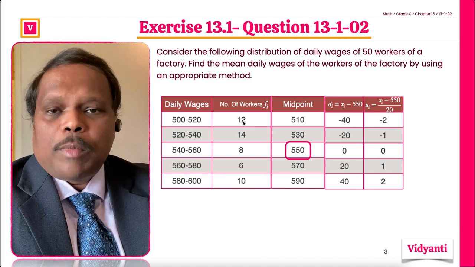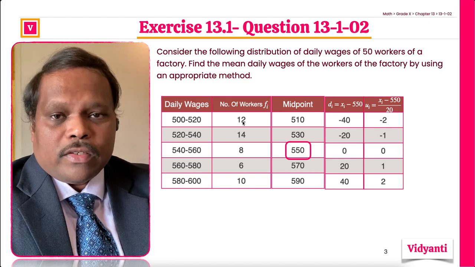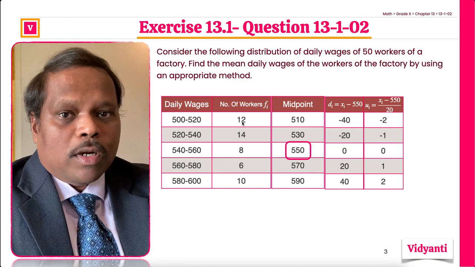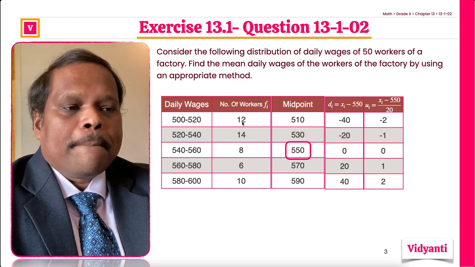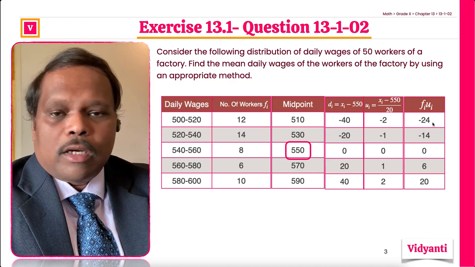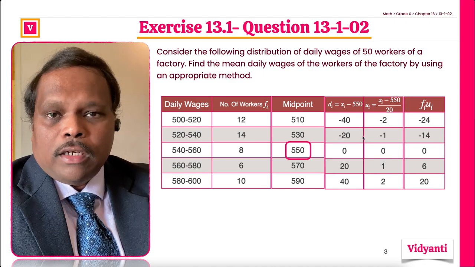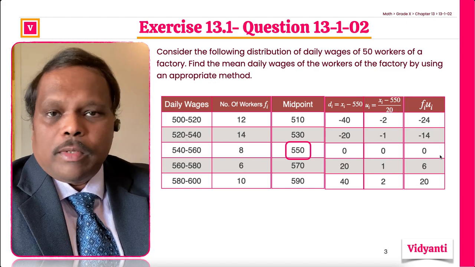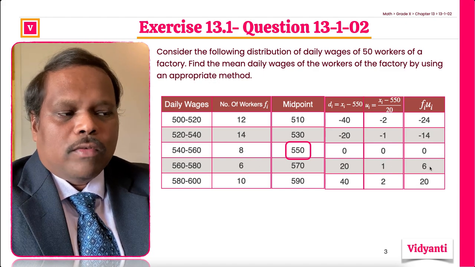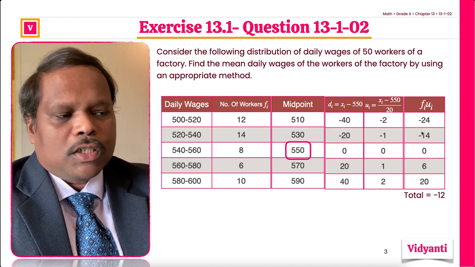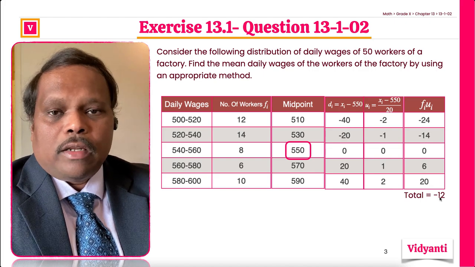Now, instead of dealing with these higher values, we will be dealing with only these step deviations and multiplying them with the individual frequency, the number of people earning that much money. So 12 times negative 2 will become negative 24, 14 times minus 1 will become minus 14, 8 times 0 will become 0, 6 times 1 will become 6, 10 times 2 will become 20. And we are going to add these multiplications. This will come out to be negative 12.